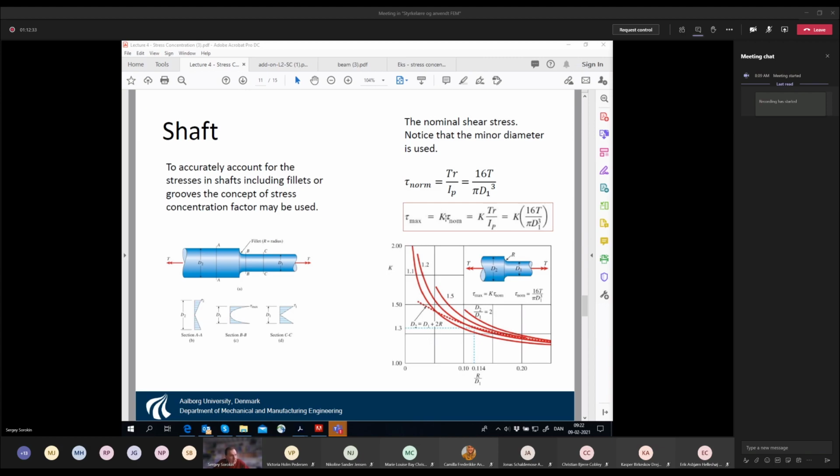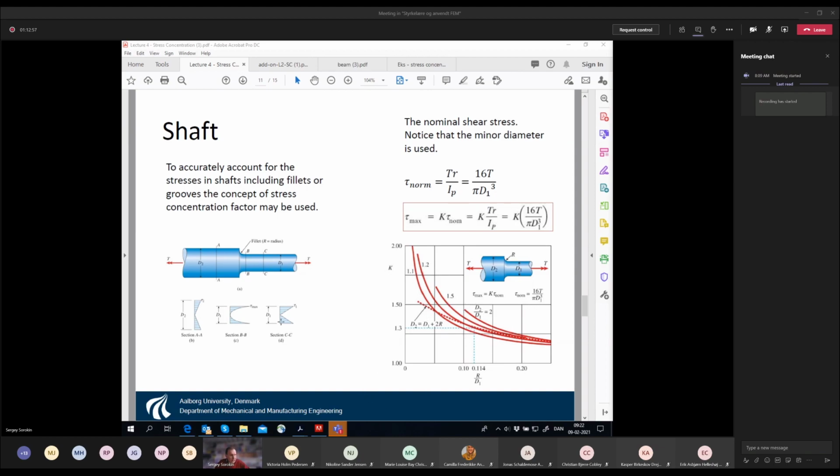So we just take the nominal shear stress and multiply it by the stress concentration factor. So it's just one-to-one, the same as there. So here, this polar moment of inertia has this D1, and R is also D. So that's how it is.